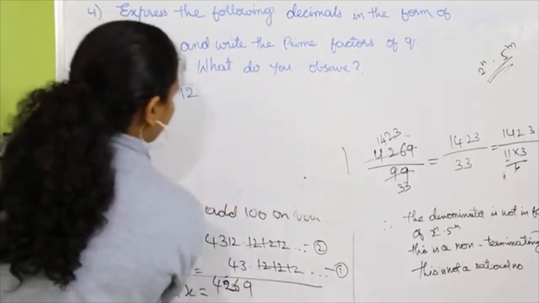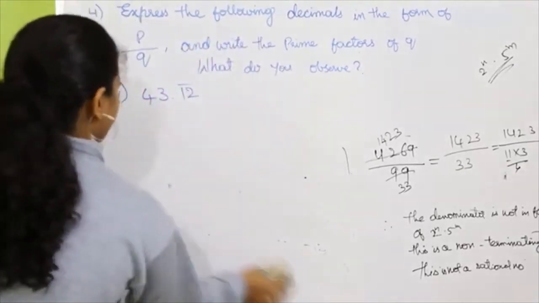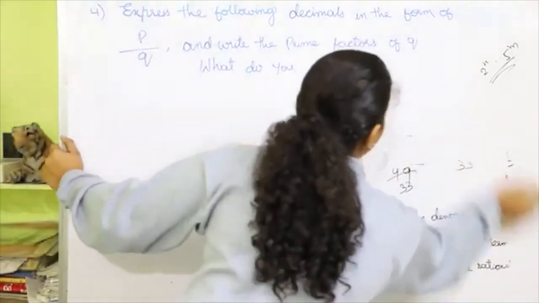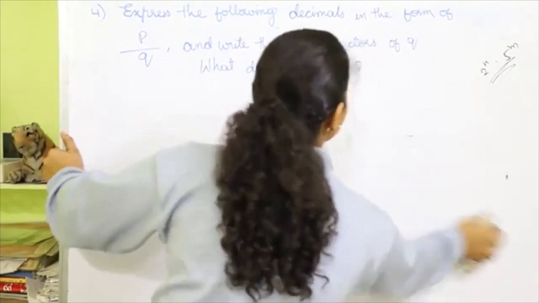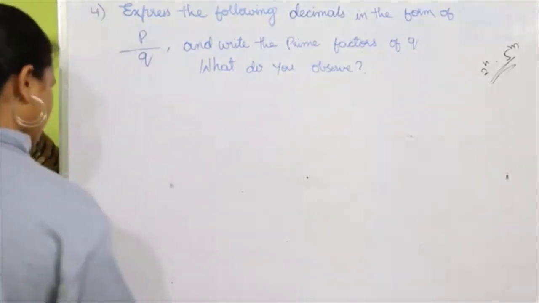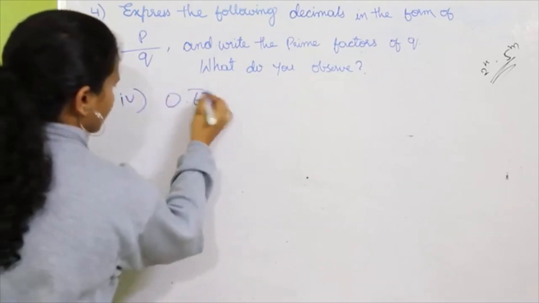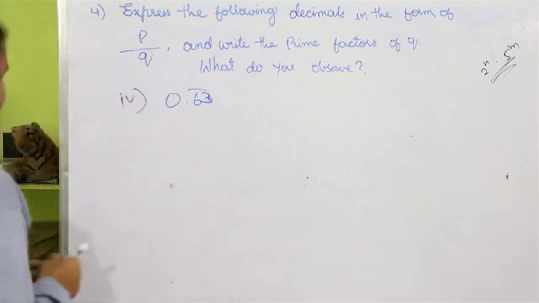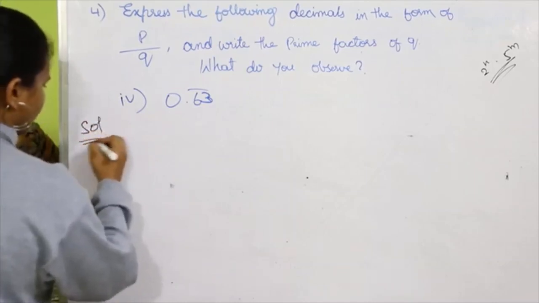Now let's go for the fourth question. For the 0.63 bar. Write down the question, guys. 0.63 bar. Okay, now let's run the fourth one, 0.63 bar. Okay, here to solve the given question, solution.